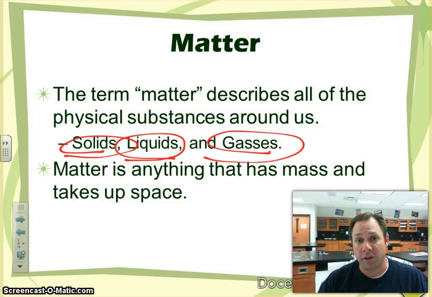So the computer or the desk in front of you being solid, water being a liquid, and the air that you're breathing being a gas. So matter is anything that has mass, takes up space, and it describes all of the physical substances, physical things that we can touch and feel, physical substances around us.